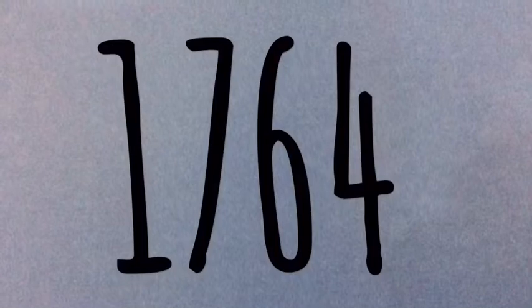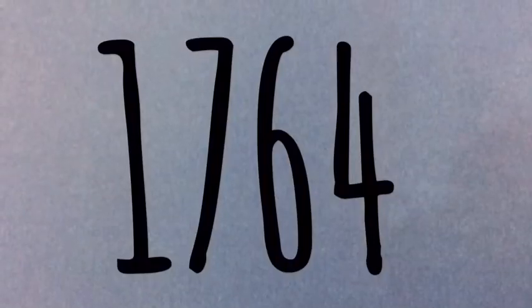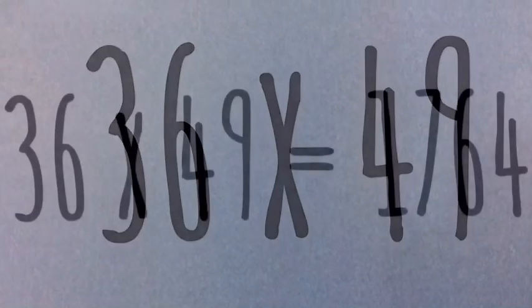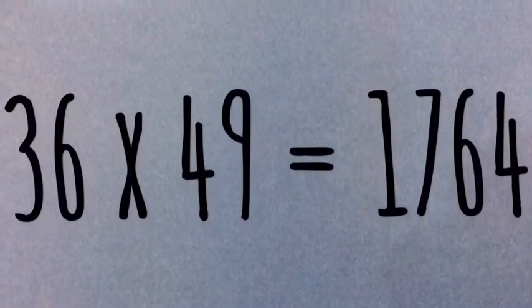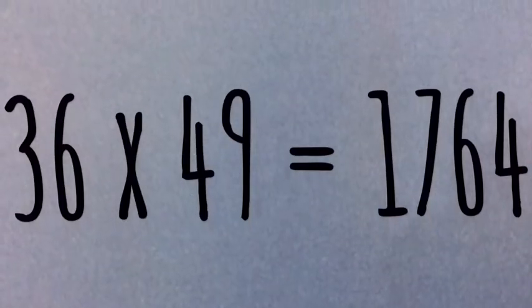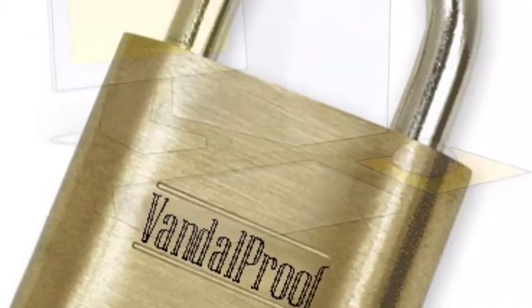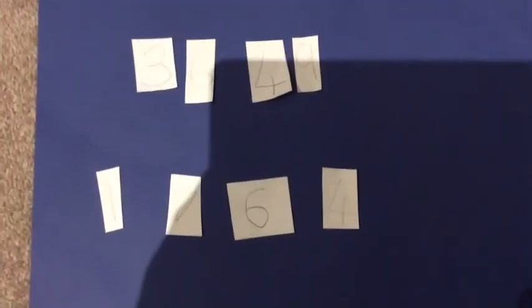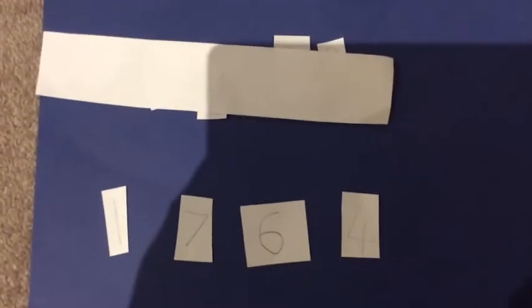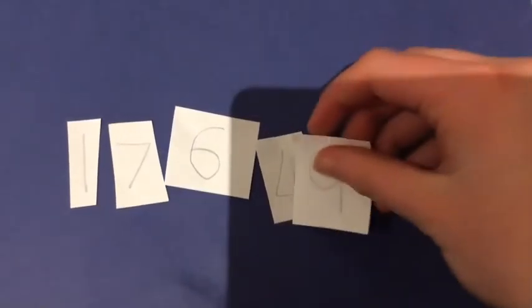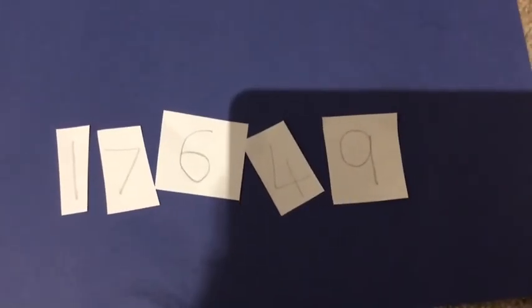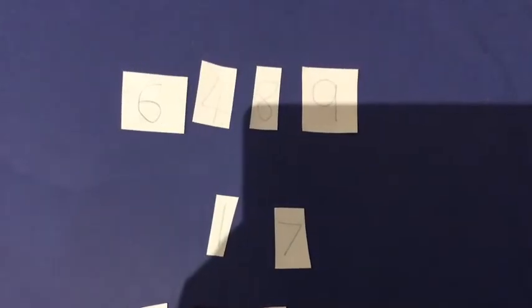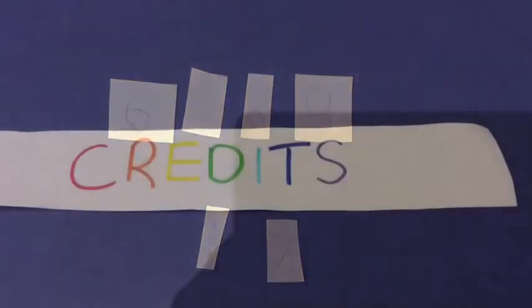For example, if the public key is 1764, the private key can be 36 and 49, because 36 times 49 equals 1764. This way of coding is very secure and is used in emails, bank access details, and etc. Without the private key, you cannot decipher the code. As you can imagine, the bigger the number the public code is, the harder it is to find the divisors, or the private key. Now you know one way in which maths is more than just numbers. Why don't you go and create your own code?